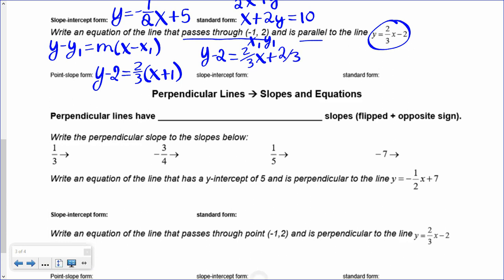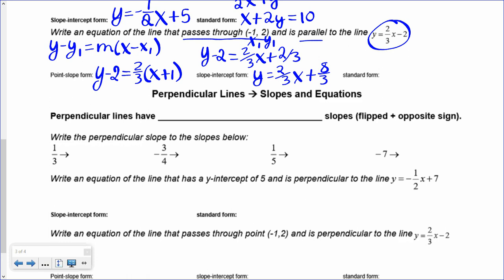Yep. So to write it in slope-intercept form, I need to have the y by itself and everything else simplified on the other side. So I distribute the 2/3 and then add the 2. Yes. Write it as an improper fraction. That's just algebra. Hopefully you guys know how to do that. Distribute, then add the 2. Right? So that's your slope-intercept form. Is everybody with me so far?